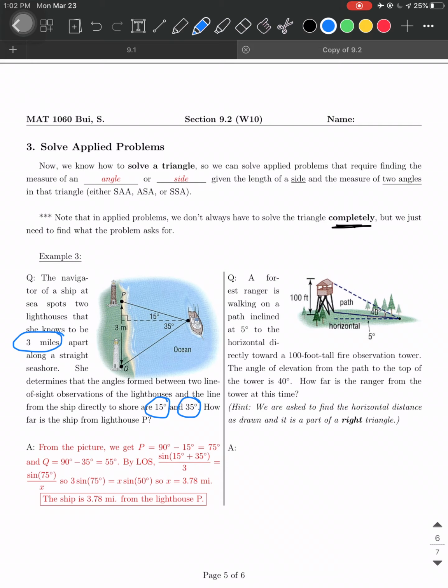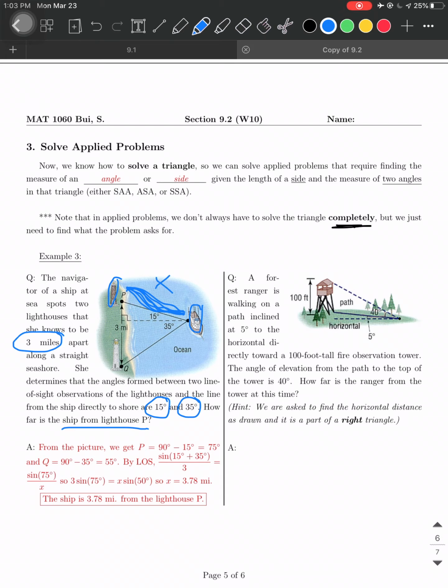So just to confirm with the diagram that we have in here from the problem, we have 3 data, right? So from the picture, we should also have 3 data. We have 3 miles in here, we have 15 degrees and 35 degrees in the picture. That's good. And the question, let's underline the question really quick. The question asks for how far is the ship from the lighthouse P. So this is the ship. This is lighthouse P. We're looking for this distance from here to here, right? So let's call it X.